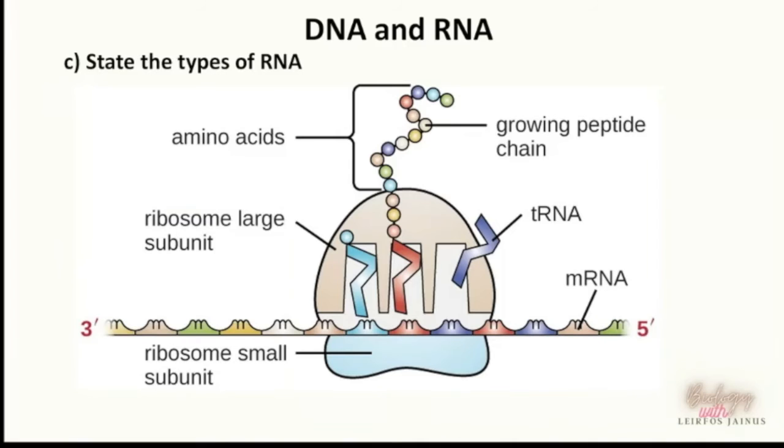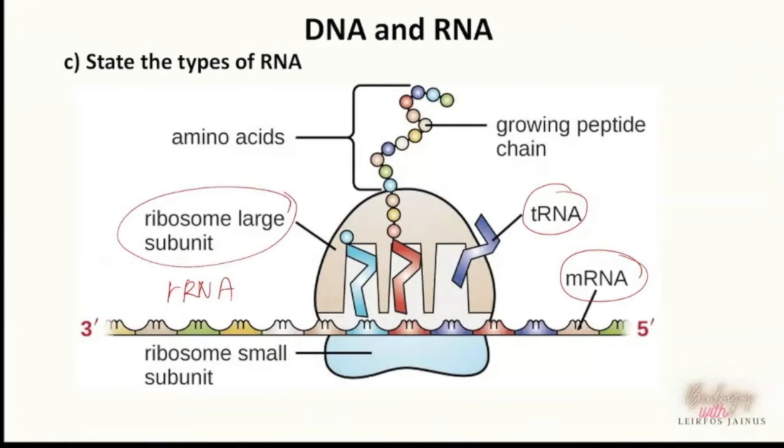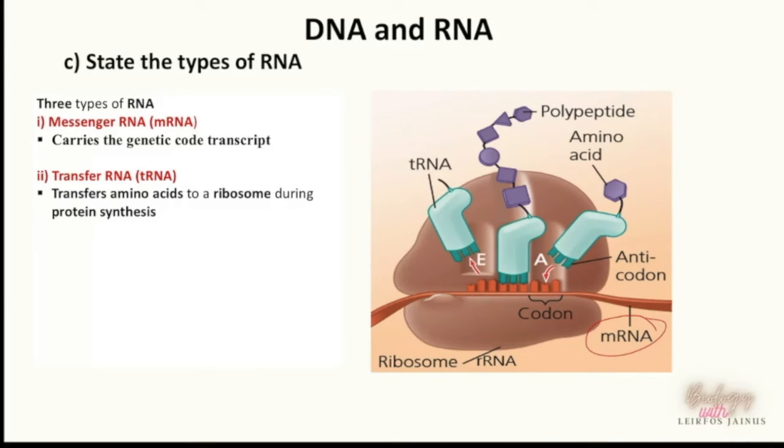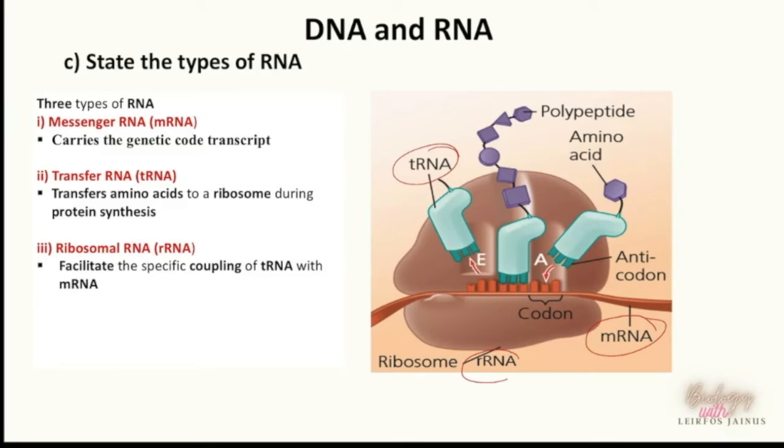There are 3 types of RNA: mRNA, tRNA, and rRNA, which consists of large and small ribosomal subunits. The function of RNA: messenger RNA or mRNA will carry the genetic code transcript. tRNA or transfer RNA will transfer the amino acid to the ribosome during protein synthesis. And third, we have rRNA or ribosomal RNA, which consists of large and small subunits. It will facilitate the specific binding or coupling of tRNA with mRNA.